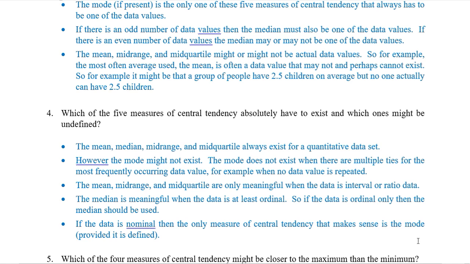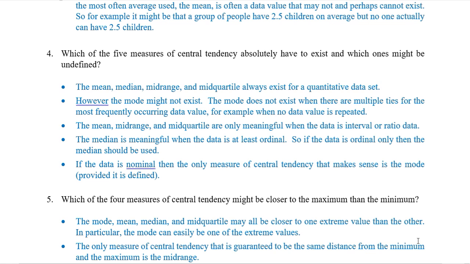And the answer is all of them except the mid-range. The mid-range by definition is exactly the same distance from the maximum as it is from the minimum. The mode, mean, median, and mid-quartile all may be closer to one extreme than the other. It may be closer to the minimum than the maximum, or closer to the maximum than the minimum. In particular, the mode can be basically anywhere, and the mode could easily be one of the extreme values. The mode could actually be the maximum.